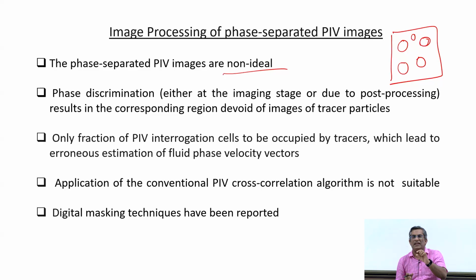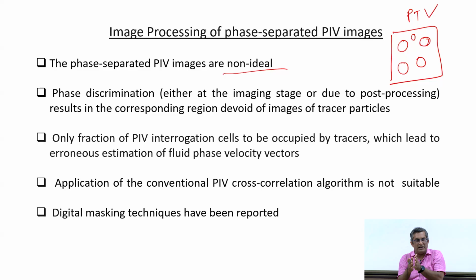Now, because the loading is less, or the number of particles is less, we can track individual particles and get individual particle velocity, and this is known as particle tracking velocimetry. So, in this case, we can get velocity of individual particles, not group of particles.